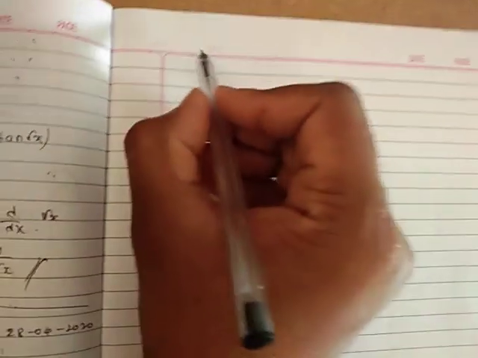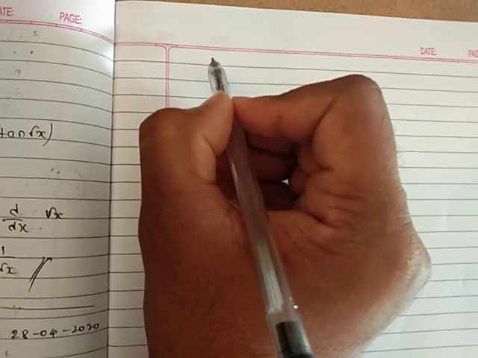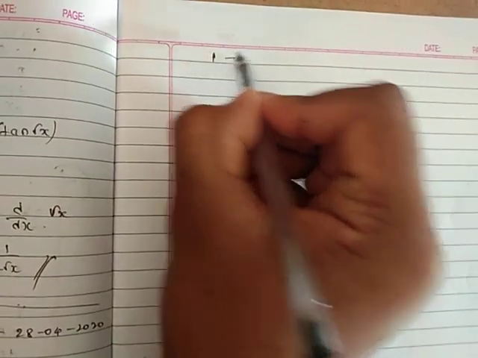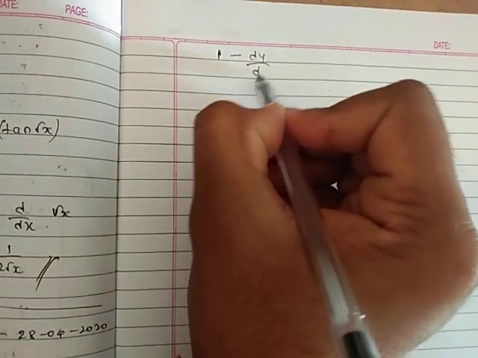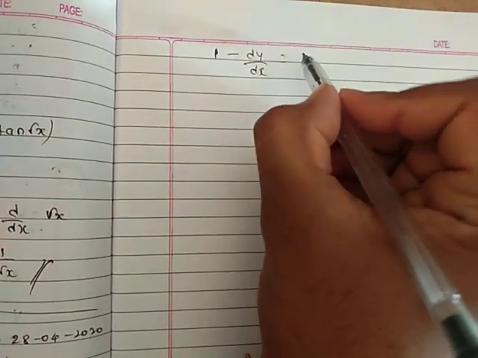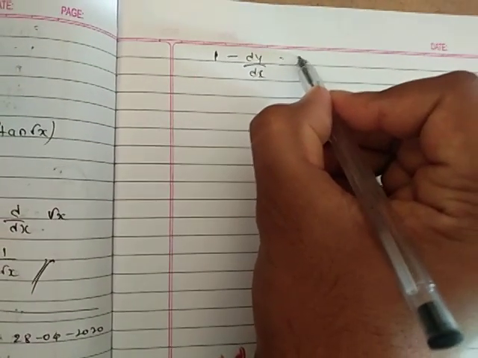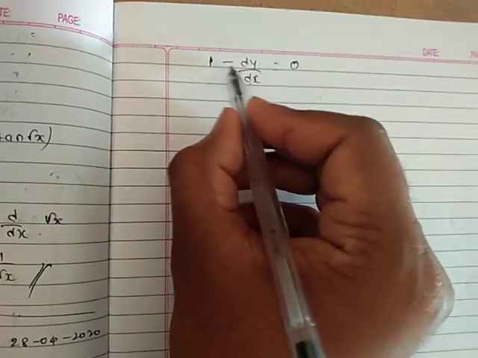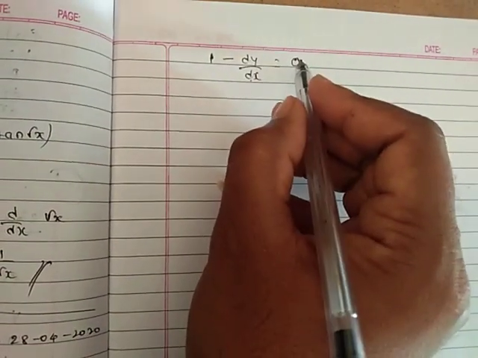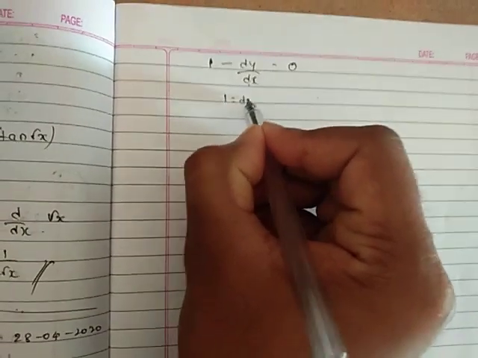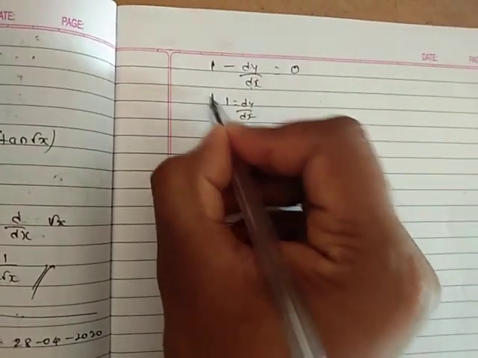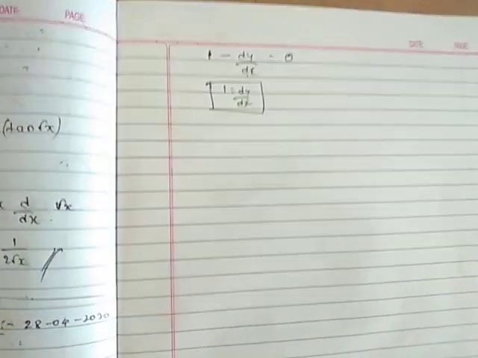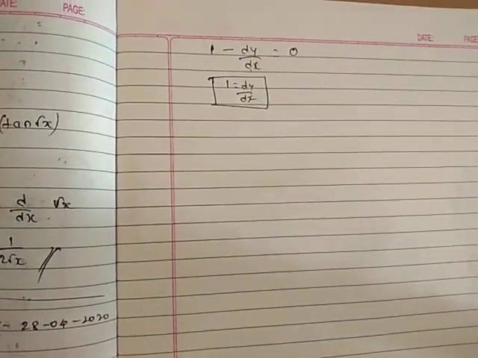So what is the value of the differentiation of x with respect to x? It's 1. Next, dy by dx remains the same, is equal to, and the differentiation of any constant is nothing but 0. We need to find dy by dx, so dy by dx can be shifted to the RHS, which gives 1 is equal to dy by dx. This is the first way to find the differentiation with respect to x.